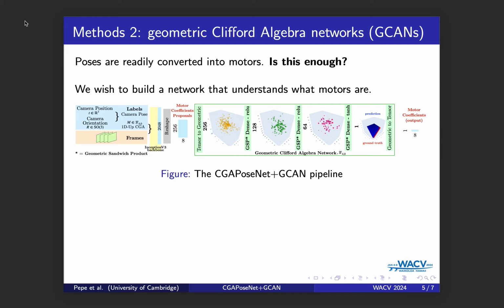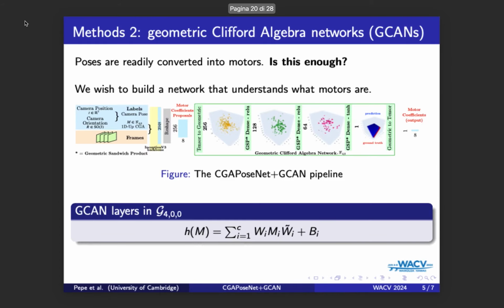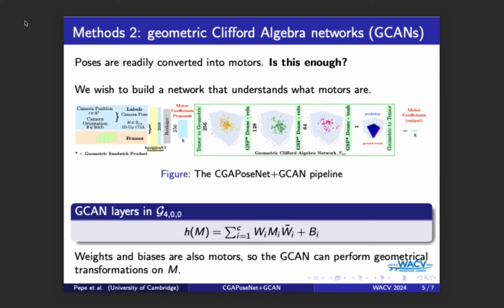The Geometric Clifford Algebra Network is composed of 3 geometric sandwich product layers that downsample the initial proposals into fewer and fewer poses until reaching the last one, which is the prediction on which the loss function is measured. Now, a key element of the GCAN is that the layers in this network implement sandwich products. This means that weights and biases, W and B, are also motors. So the output of the layers will also be motors, and the action of the layer on the input can be interpreted as actual geometrical transformations.